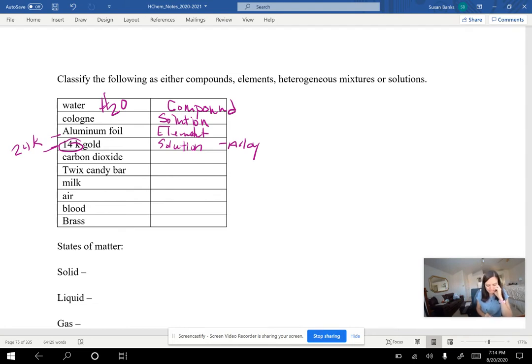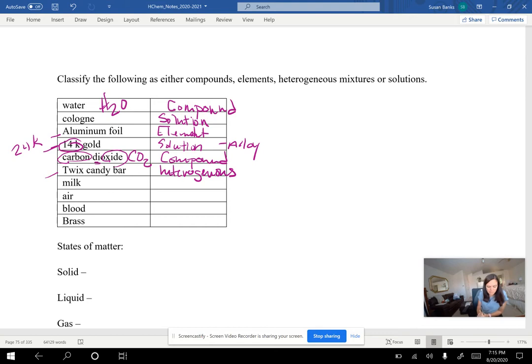Carbon dioxide. I see carbon. Di means two. Oxygen. So I've got two types of atoms here. I can write a formula for it. So it is a compound. Okay, a Twix candy bar. We've got layers in here. That's definitely a mixture. And I can actually see the different layers. So it's a heterogeneous mixture.